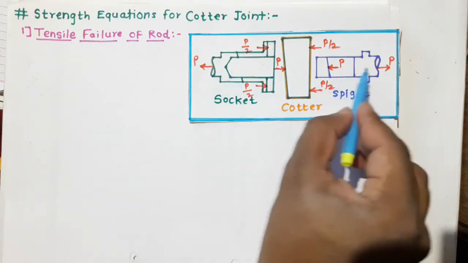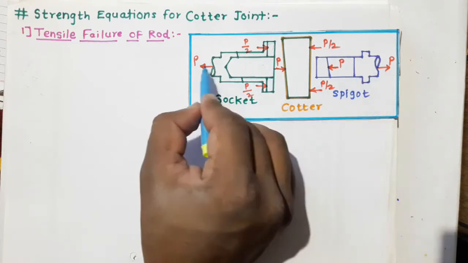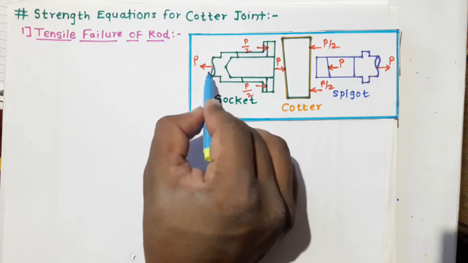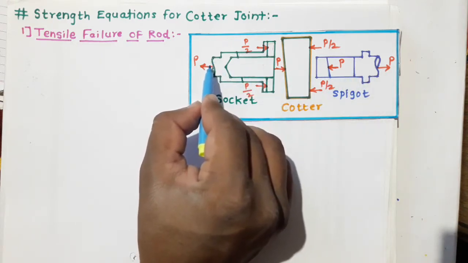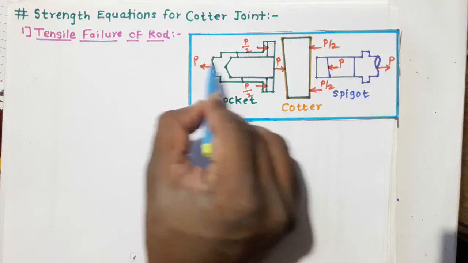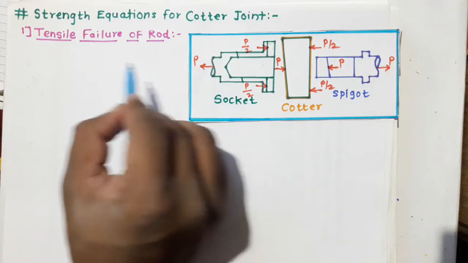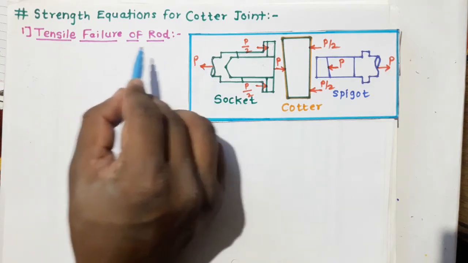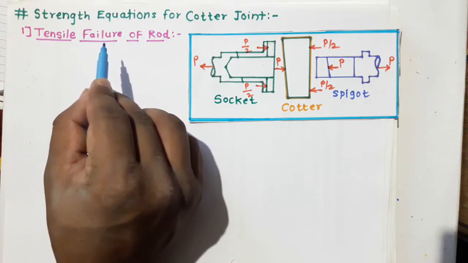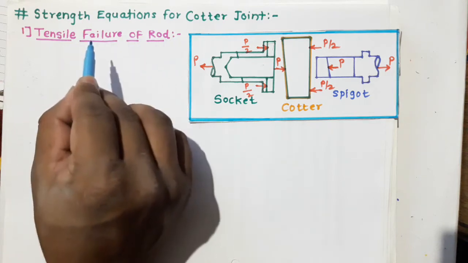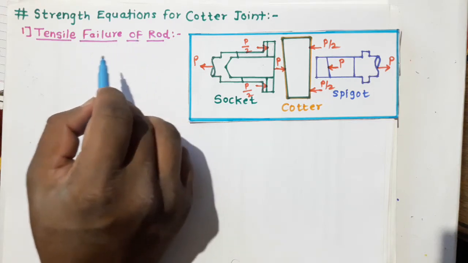Now, in this free body diagram, we have shown the forces applied on the rod. The force on both the rods is P, and the diameter of each rod is small d. Because of this applied load P, which is tensile in nature, tensile stress will be induced in the rod, and the failure of the rod will take place due to tensile failure. Okay, so it is the possibility of failure of rod under tensile stress, and thus we call it the tensile failure of rod under the tensile load P.